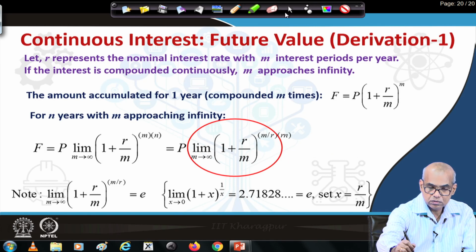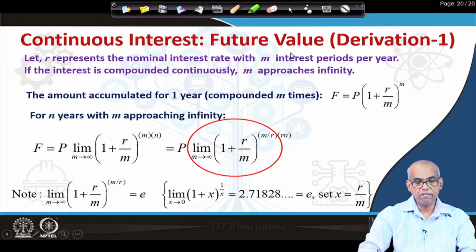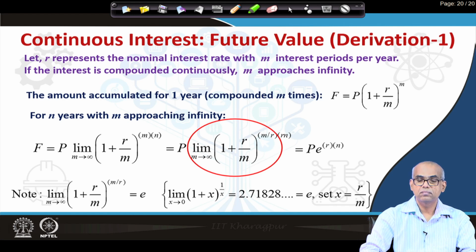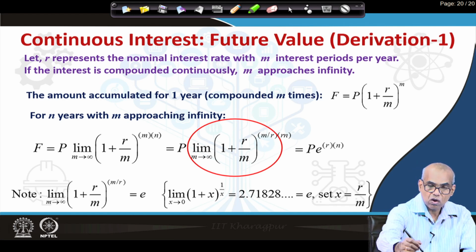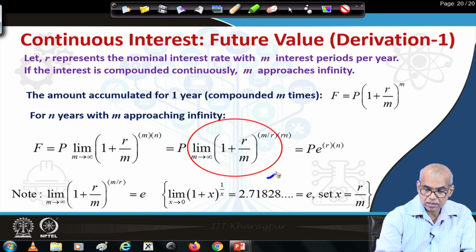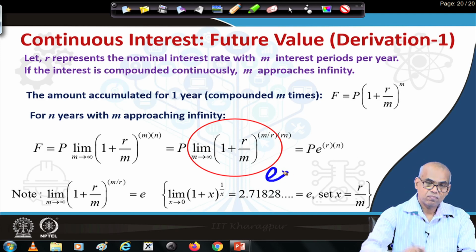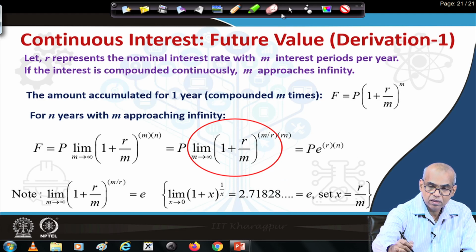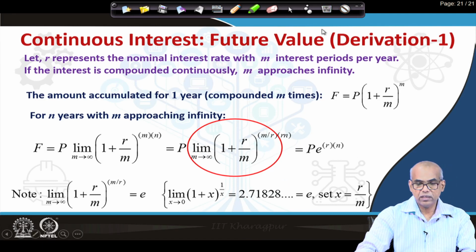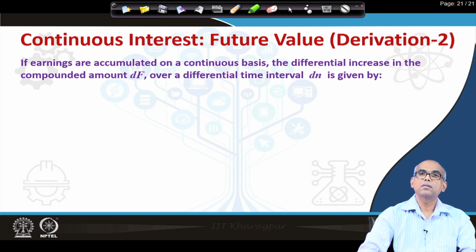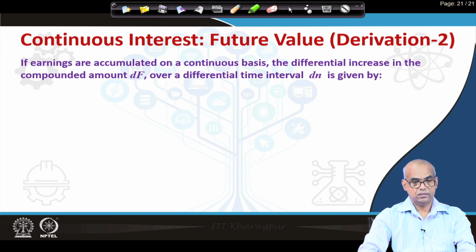So, the future value F will be P into e to the power rn, because this part is nothing but e. So, P into e to the power rn. Now, we can follow another approach to derive the same expression.